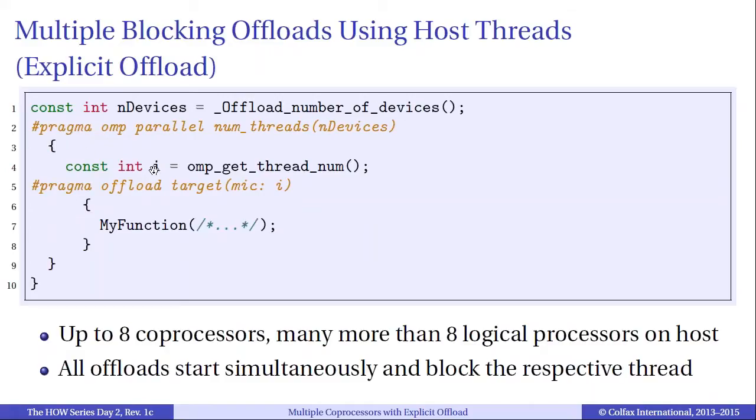Threads are enumerated. I can get the thread number 0, 1, 2, 3, 4, and I can map the thread number to the coprocessor number. So offload will still be blocking, but each offload will only block its own thread. All other threads will run simultaneously. If you remember, I showed a system in the previous course with 8 Xeon Phi coprocessors. This is one of the systems that Colfax makes, and this is how you would go about using 8 coprocessors in that system. You would dedicate 8 threads on the host, and each thread will offload to its own Xeon Phi.